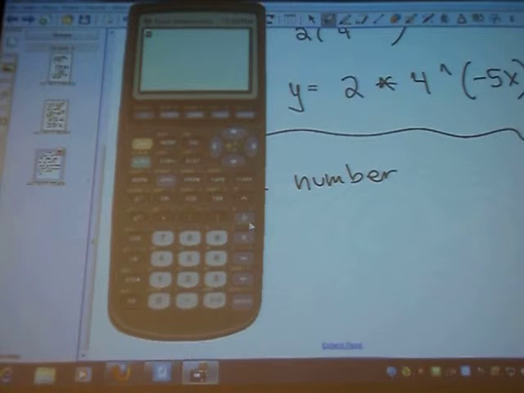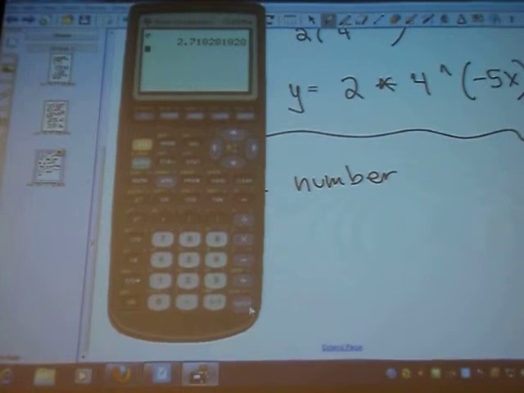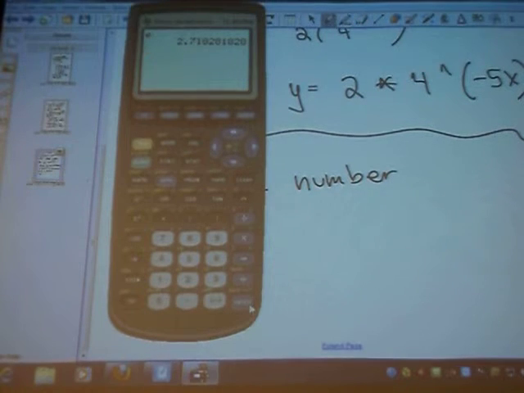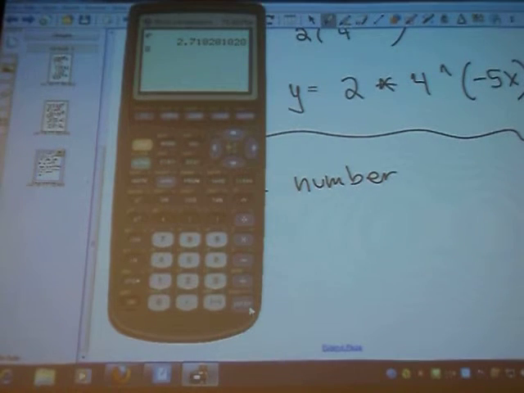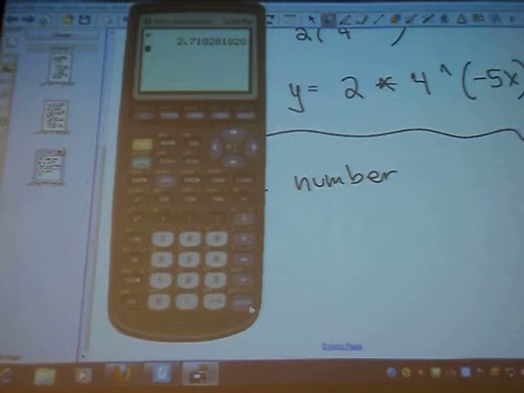Well, what does E represent? The actual number it represents is like 2.718281828. It's an irrational number, so it's not repeating. It looks like it's repeating there, but it's like pi, where it's a number that goes on forever with no repeats and no patterns.